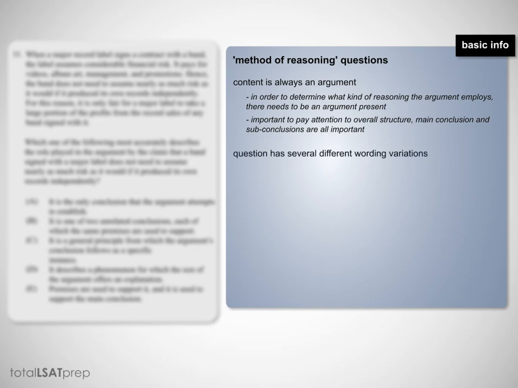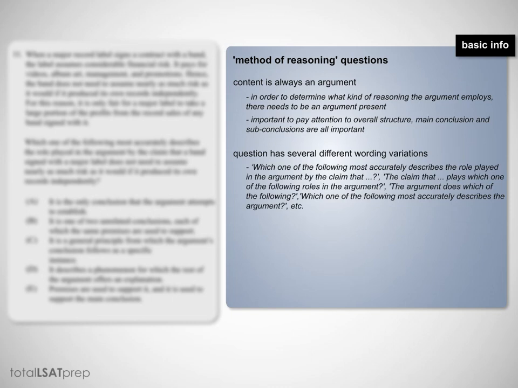Now this question has several different wording variations. Which one of the following most accurately describes the role played in the argument by the claim that, and then it'll present a claim, or the claim that plays which one of the following roles in the argument, or which one of the following most accurately describes the argument. So you'll see the question will ask about a particular claim in the argument, or it'll ask about the argument overall, about what the argument does, or how it's best accurately described.